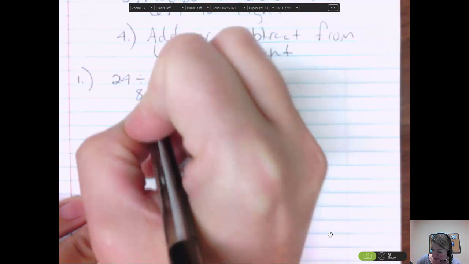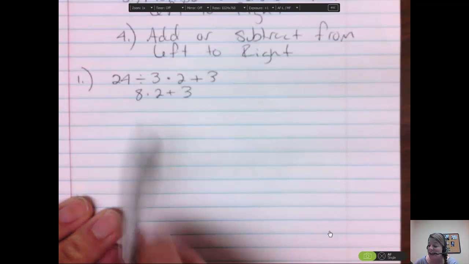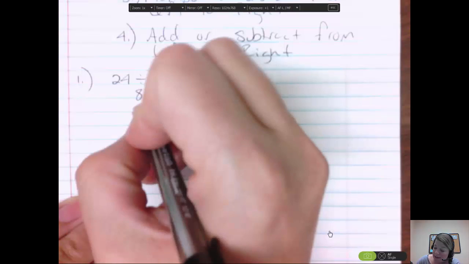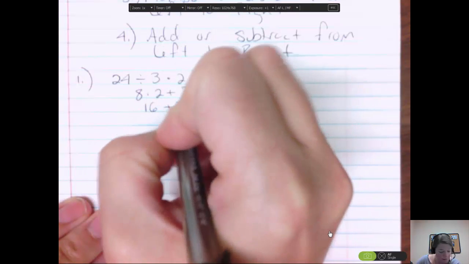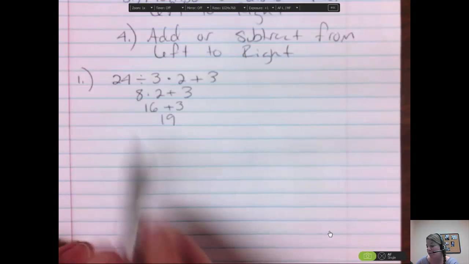Then we still have our times positive 2 plus 3. The next thing we do is the next multiplication or division that we see, which is negative 8 times 2, which is negative 16. So we'd have negative 16 plus 3, which would give us negative 13. So just a quick reminder, multiplication and division is what most people mess up, so you have to be careful from left to right.